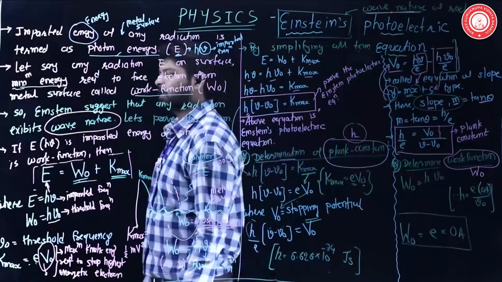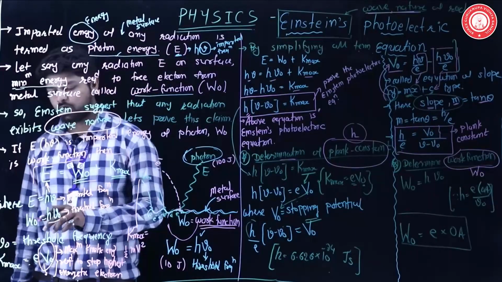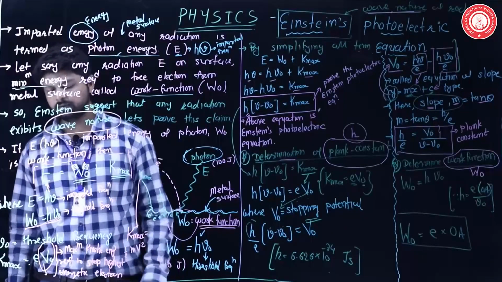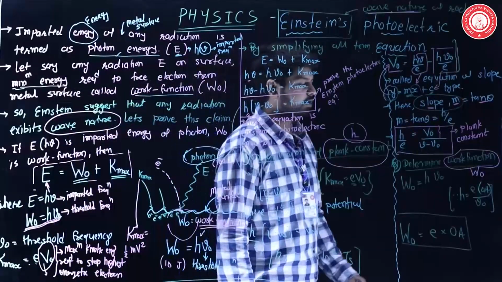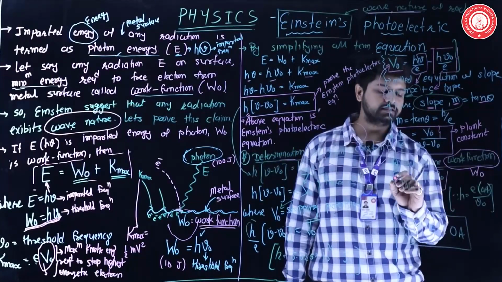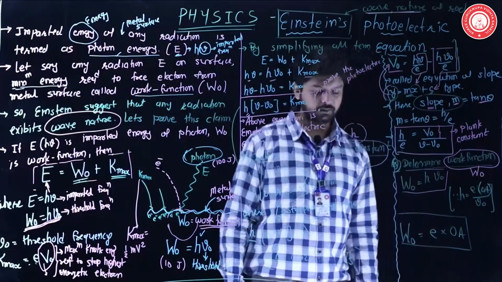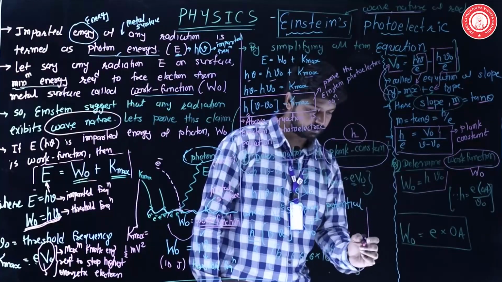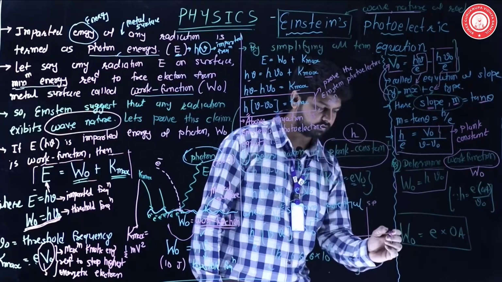Now the last term that we would like to obtain is the work function W0. So how can we obtain the work function? By this formula: work function W0 is equal to H into ν0. See, here I am giving you the formula W0 equals H ν0. You should always know the graphical representation. I am giving you the graphical representation of this theory. See, this is my stopping potential and this is my frequency ν.